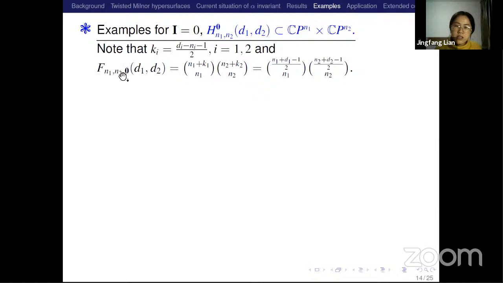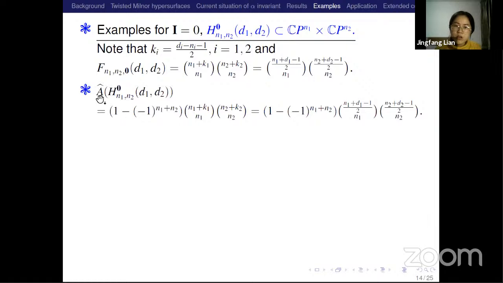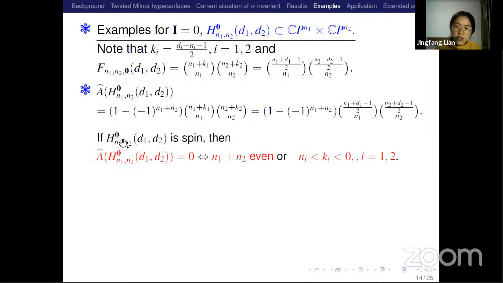In this case, the formula f can be very easy. It is just a multiple of 2 binomial coefficients. And we can also give the A genus of it. It is also simple, and if we assume the twisted muon half surface is spin, then we can give the sufficient and necessary conditions for the A genus to vanish. What I need to emphasize here is that we need to assume it's spin, since only when it is spin can K1 and K2 be integers. If it's not spin, the result expressed by D1 and D2 can all be integers, but the result is not always an integer.